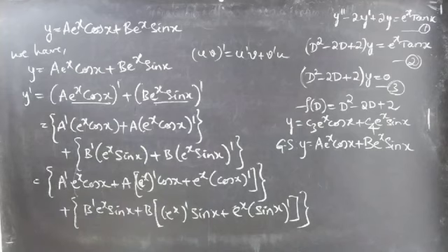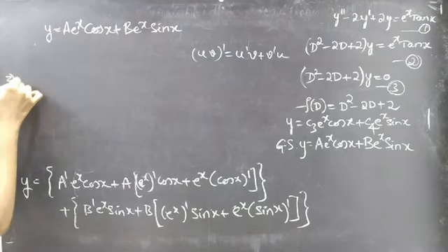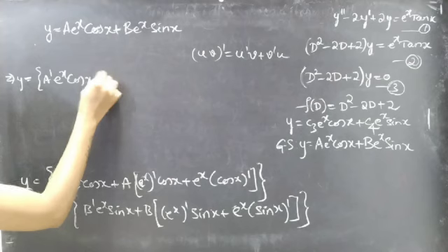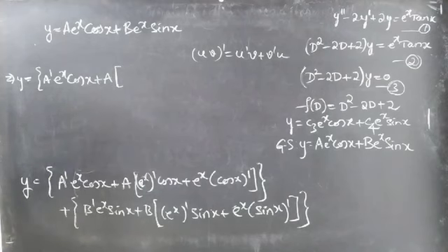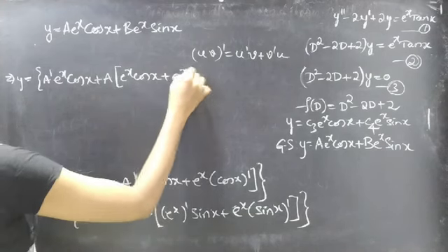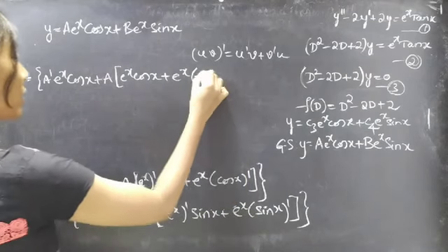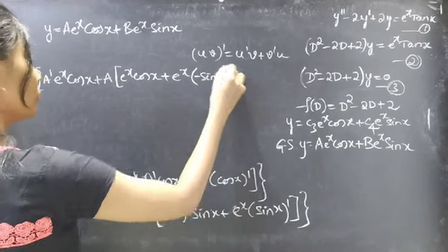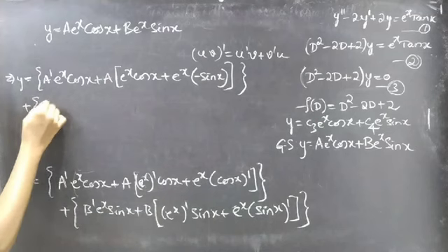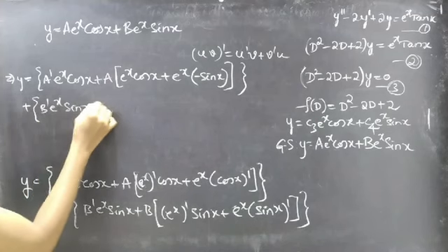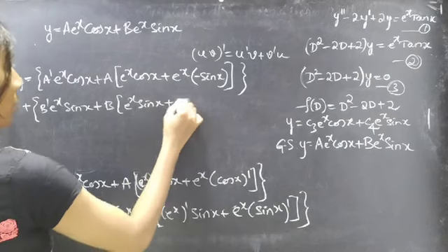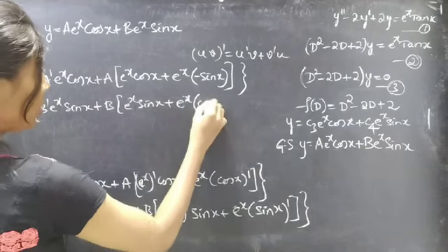Okay, which gives us y dash equal to a dash e power x cos x plus a into e power x whole dash, derivative of e power x with respect to x is e power x cos x plus e power x into derivative of cos x with respect to x is minus sin x, plus b dash e power x sin x plus b into derivative of e power x with respect to x is e power x sin x plus e power x into derivative of sin x with respect to x is cos x.